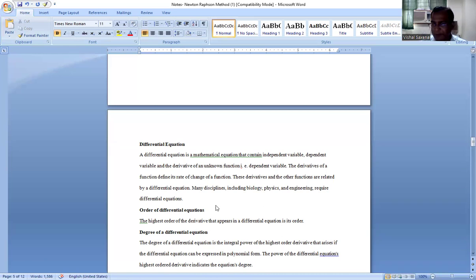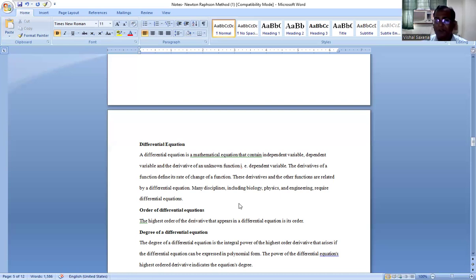First, we will understand the meaning of the order of a differential equation. The highest order of the derivative that appears in a differential equation is called its order. Suppose we are given a differential equation, then the order of the highest derivative present in the differential equation is called the order of the differential equation. So the highest order derivative present in the differential equation decides the order of the differential equation.